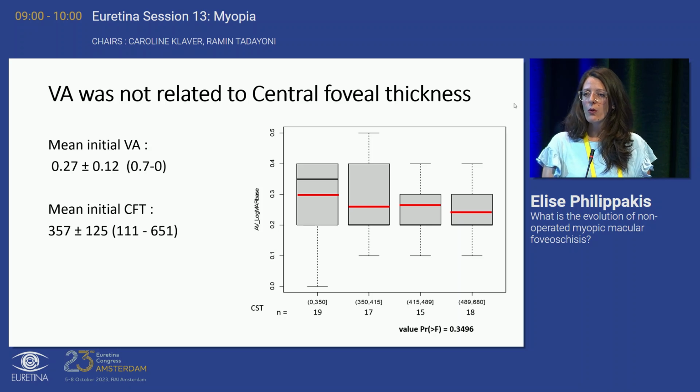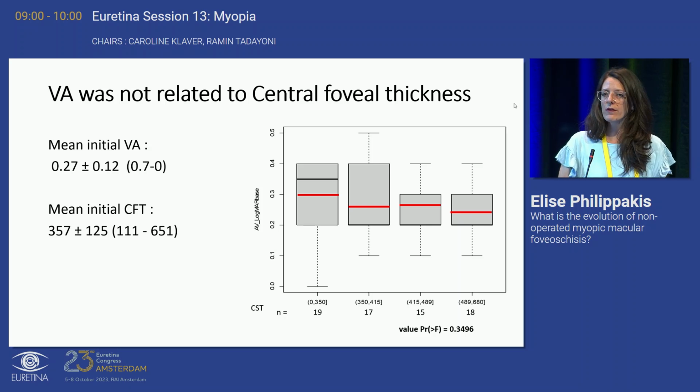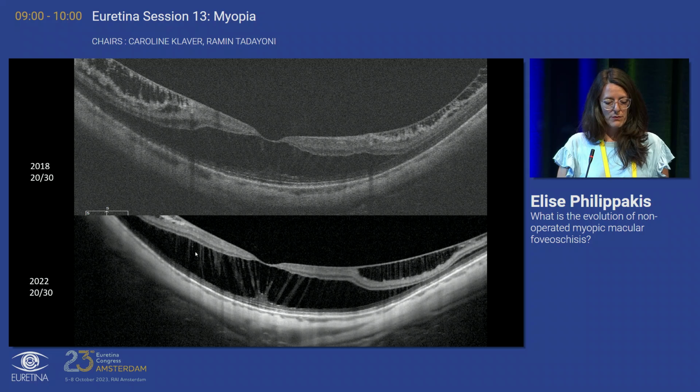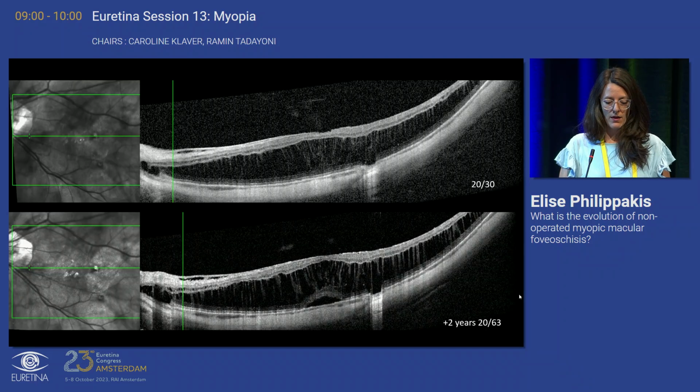Also, we wanted to know what influences the visual acuity. So first we said, okay, in macular edema, we have a correlation between central foveal thickness and visual acuity. Let's see if it works. And here, it doesn't work. There's no correlation between the central foveal thickness or subfoveal thickness and the visual acuity of these cases. So what's the difference between this case that keeps his visual acuity and this case that worsens?